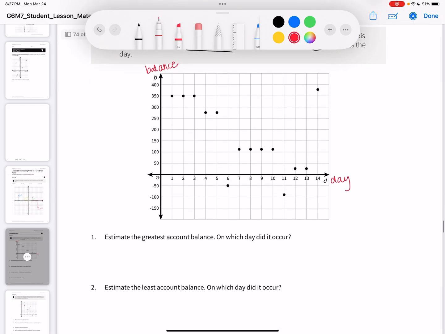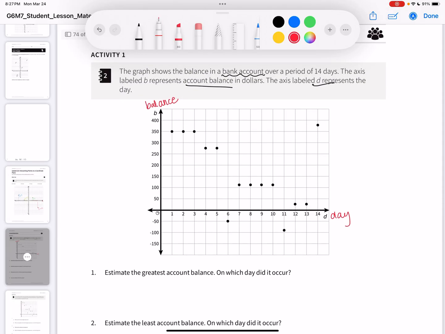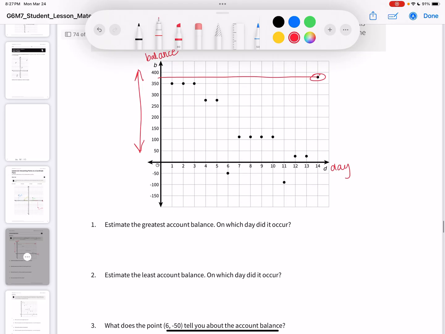All right, estimate the greatest account balance. On which day did it occur? So we want on balance, we're looking here, right? Which dot is the highest? And so if I look at it, this dot right here is actually the highest. And so estimate the account balance. Well, we're going to come over from here to here. And what do we get? Between 350 and 400. So I would estimate that it's probably $375. And what day did it happen on? Well, it happened on day 14.